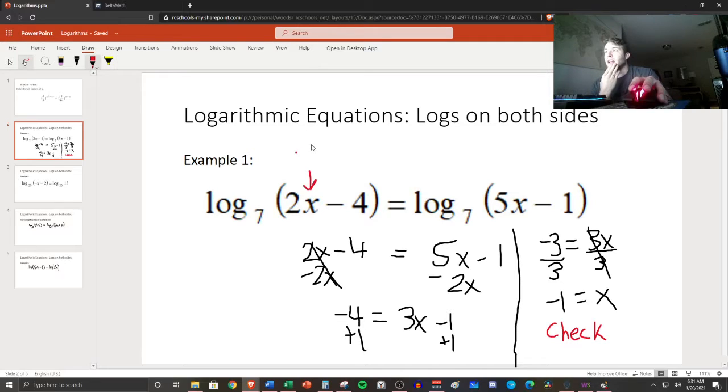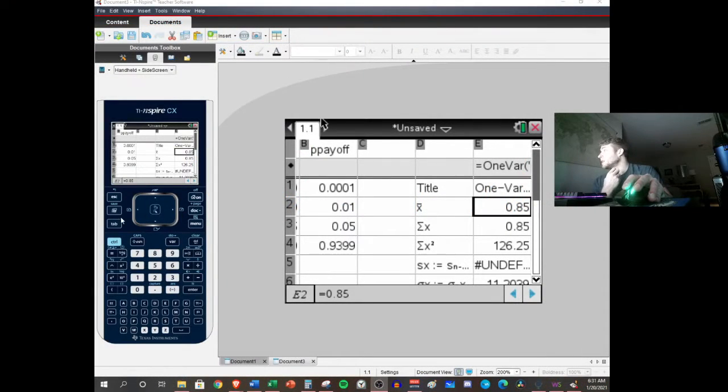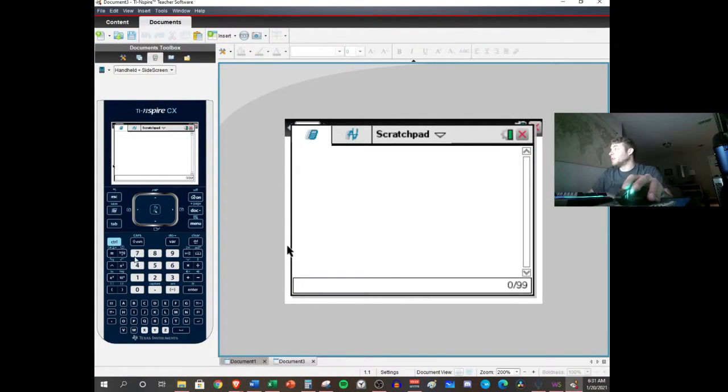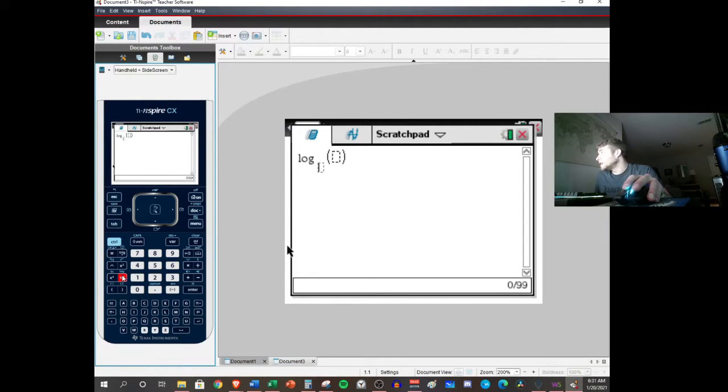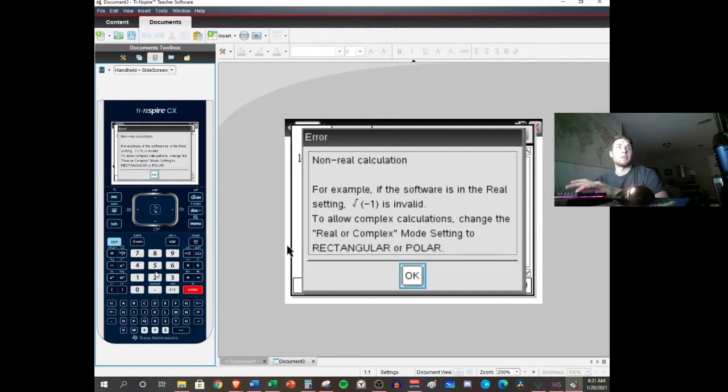into where the x's are, okay? So on my calculator, I'm gonna go to my other display here. Let me pull up a calculator. I'm gonna do log base 7 of, we want 2 times -1 minus 4. Okay? Let's look at what happens.